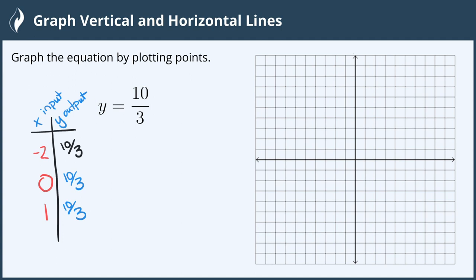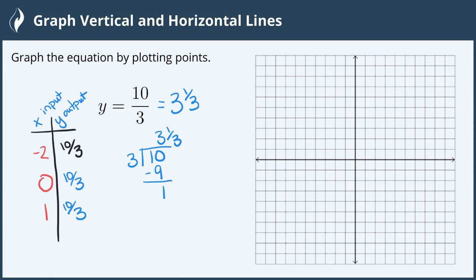But graphing 10/3 is kind of tricky, so let's change it from an improper fraction to a mixed number. To do that, we'll divide 10 by 3. 3 goes into 10 3 whole times. 3 times 3 is 9. Subtract gives us a remainder of 1. So we'll take the remainder and put it over the divisor. And that means that 10/3 is the same as the mixed number 3 1/3.